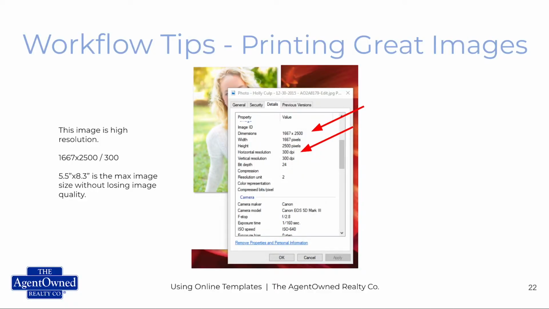So let's take a look at an image that is really great, perfect for printing. Just from my experience, I can see what camera was used. It's a professional camera, but you can still get great images with something else. We know it's high resolution for two reasons. The dimensions are very high, 1667 by 2500, and the DPI is 300, which is perfect because it's the minimum for print. So if we do that math equation again and take those dimensions and divide them by 300, we'll see that 5.5 by almost 8.5 is the max image size that we can print without losing quality.